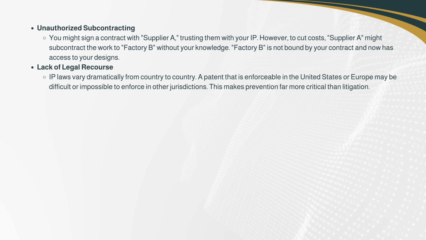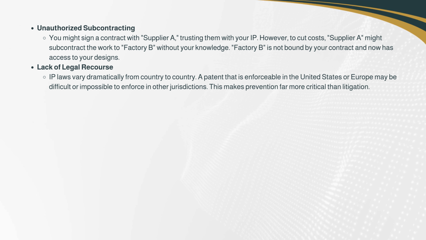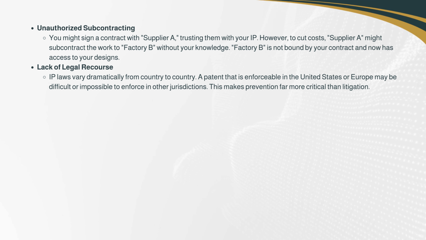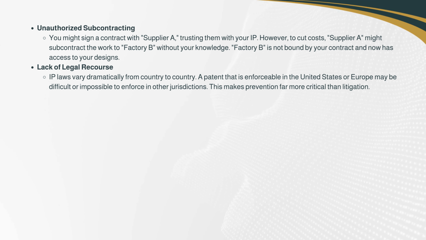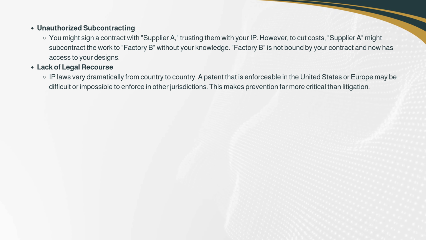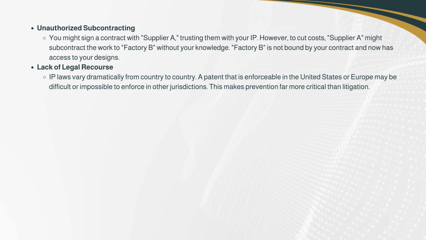Lack of legal recourse. IP laws vary dramatically from country to country. A patent that is enforceable in the United States or Europe may be difficult or impossible to enforce in other jurisdictions. This makes prevention far more critical than litigation.